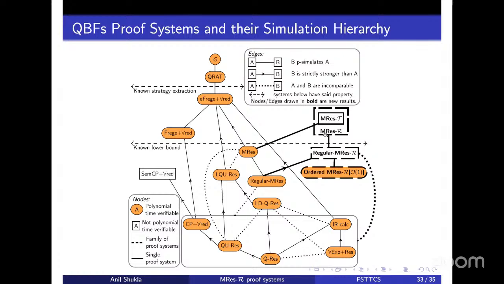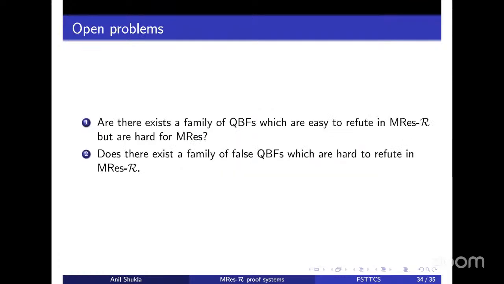There are so many other things that I have just avoided. But here is an open problem that we have. There exists a family of QBF which are easy to refute in MRes-R but are hard for merge resolution. So the separation is only for regular. In general, it is still open. And thus there exists a family of false QBF which are hard to refute in MRes-R itself. So these two. Thank you very much.